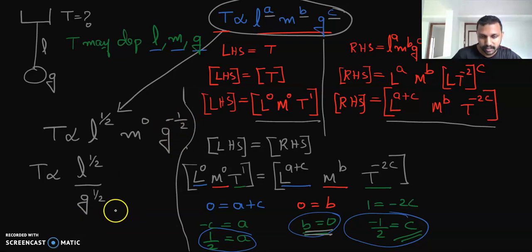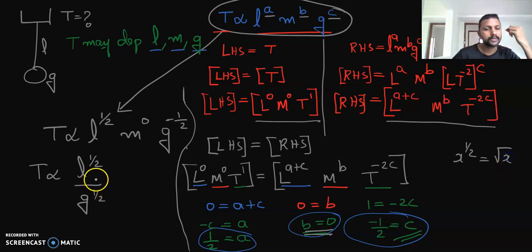When we take the minus 1 by 2 downwards, what can we do? We can make it plus 1 by 2. Like this. M raised to 0 is gone, M raised to 0 is 1. Therefore, what is x raised to 1 by 2? X raised to 1 by 2 is root x. Therefore, what is L raised to 1 by 2? It is root L. What is G raised to 1 by 2? It is root G. Therefore, I could write T proportional to root of L by G.